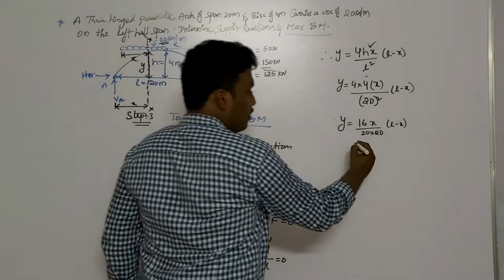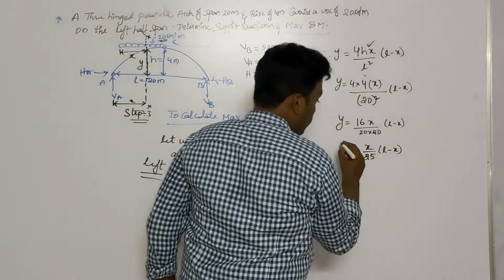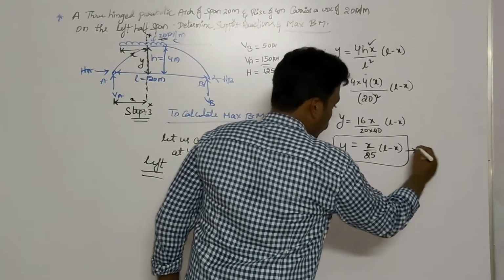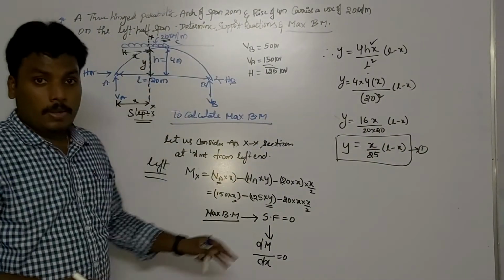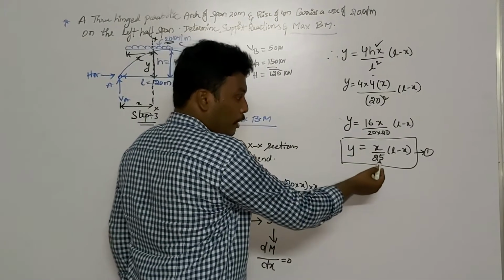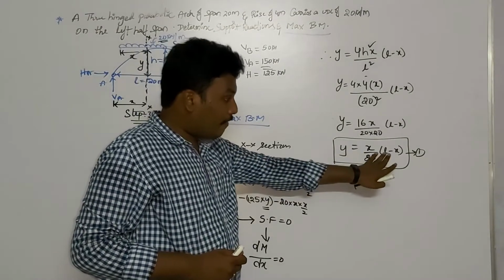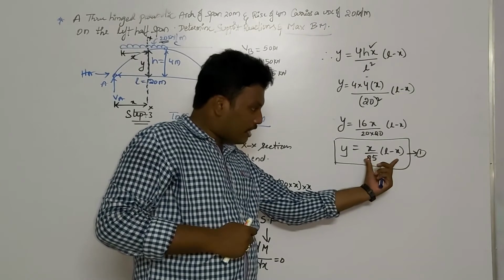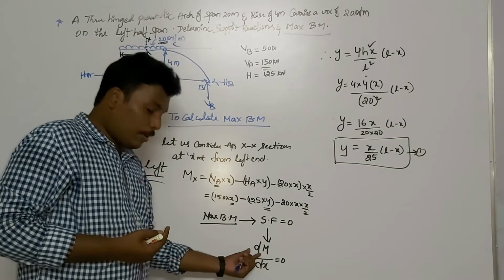So if you get calculations, x divided by 25 into L minus x, where y has an equation of x by 25 into L minus x. See, so y is equal to x by 25 times of L minus x. అంటే y ని in terms of L values and x values లోకి మనం కన్వర్ట్ చేసుకున్నాం. So if we can substitute this equation into this, we can utilize it for the bending moment equation.